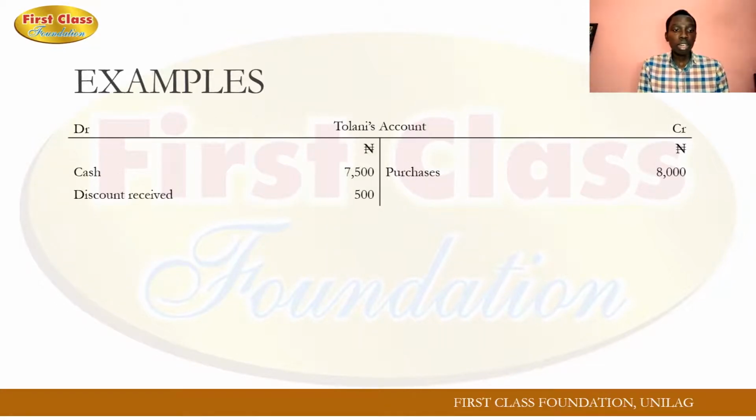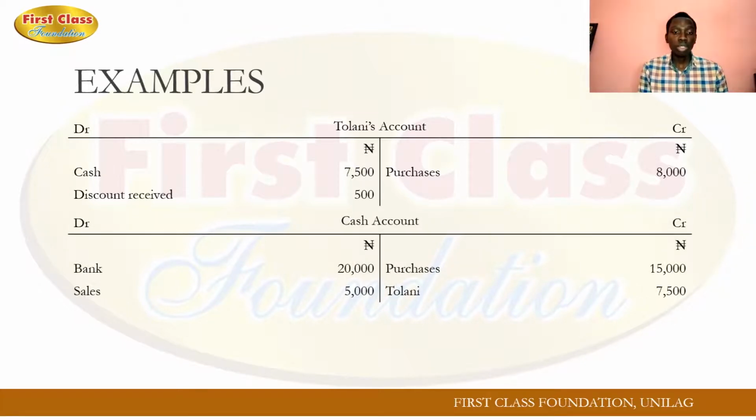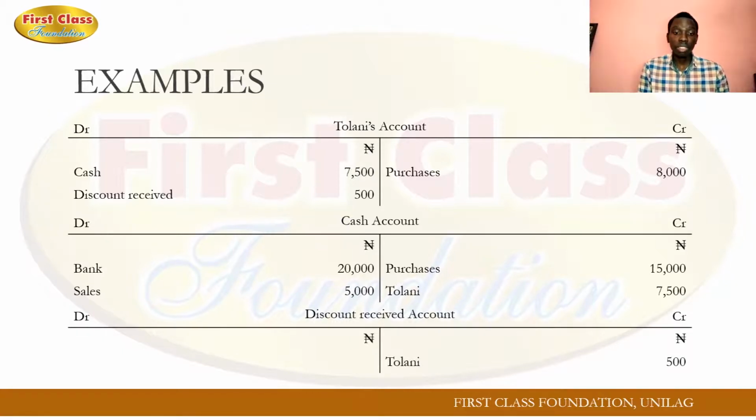So we are debiting Tolani's account with cash 7,500 because the balance in Tolani's account is 8,000. That was the value of the liability in Tolani's account, 8,000, and we're told that cash discount was received of 500 naira. So that means you are paying the balance of 7,500 naira. Then cash account is credited with Tolani 7,500, and discount received is credited Tolani 500.